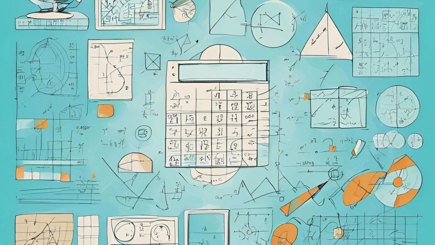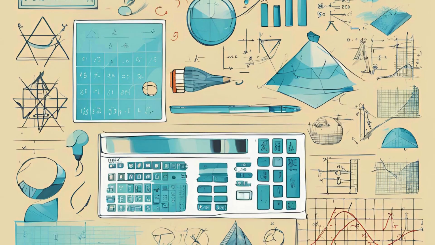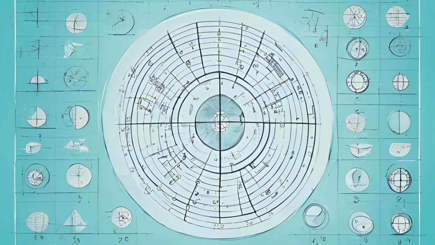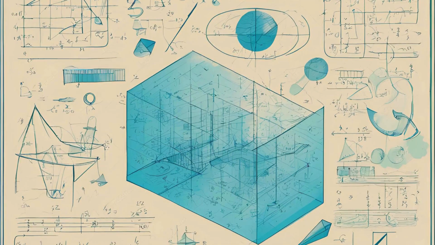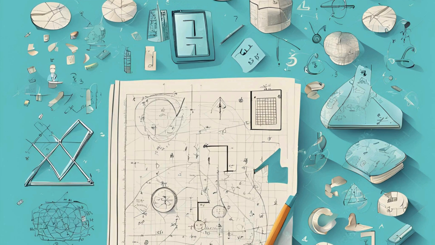First question. What is the area of a triangle with a base of 10 centimeters and a height of 6 centimeters? The formula for the area of a triangle is 1/2 base times height. So we plug in the numbers and get 1/2 times 10 centimeters times 6 centimeters, which is 30 square centimeters. 30 square centimeters.